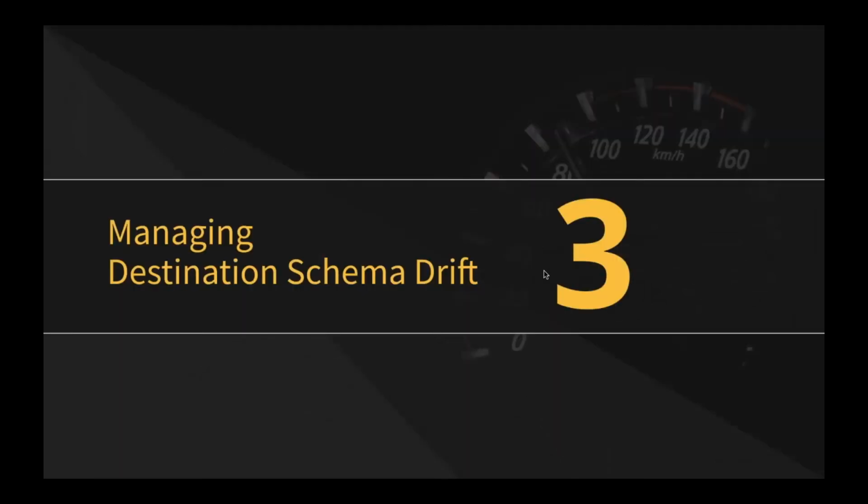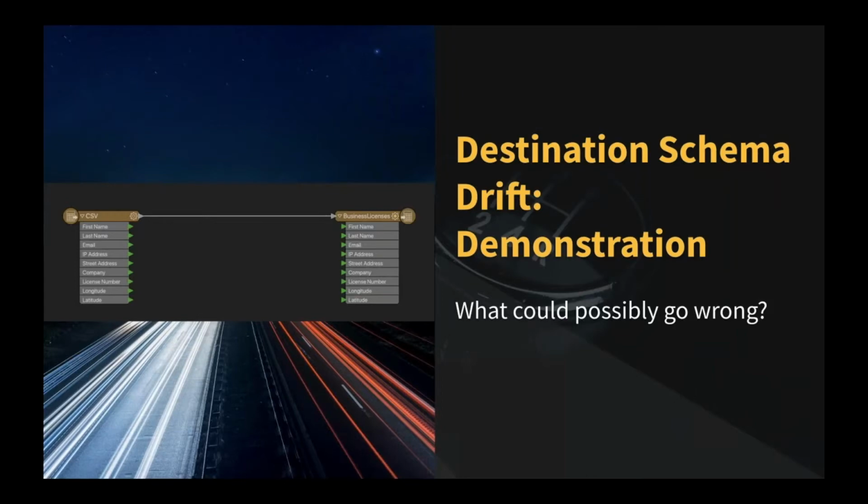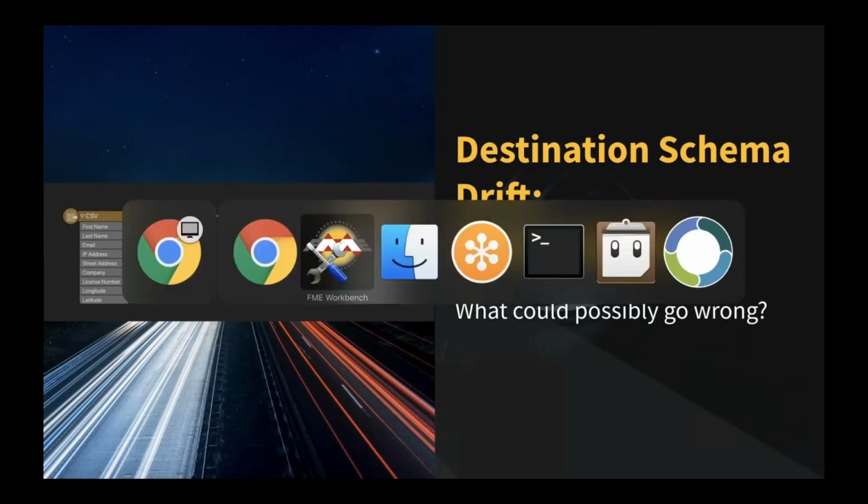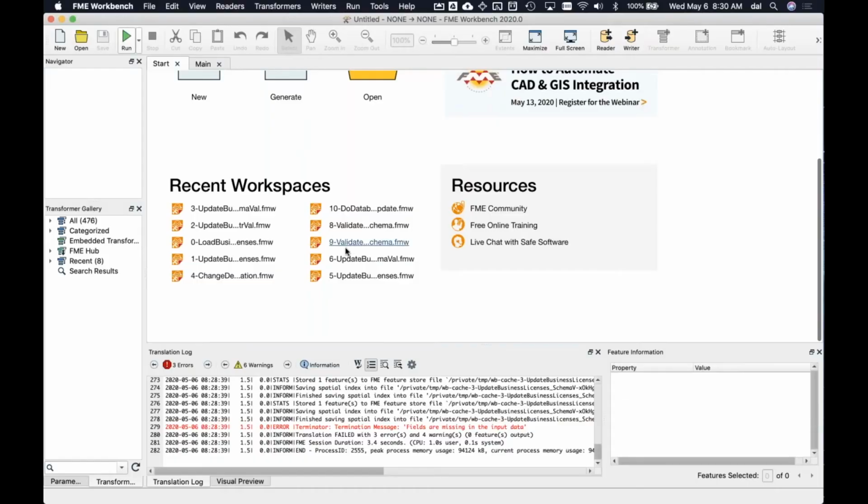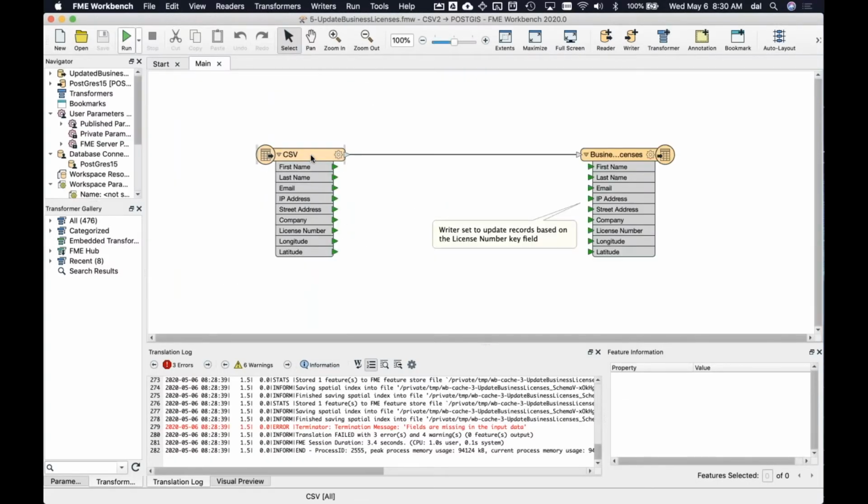Well, what about the other half of this? What if something changes on the output side? In that case, we could ask ourselves, what could possibly, again, go wrong? I think I'm up to number 5 here in my demos, and once again, I'm ready to go. This time, let's see what I've got for my input.